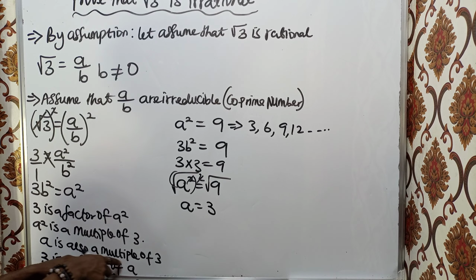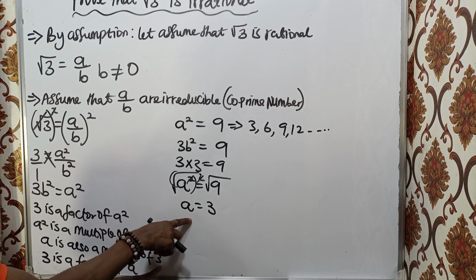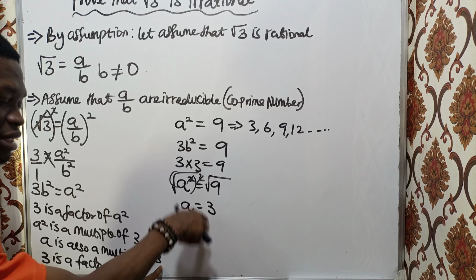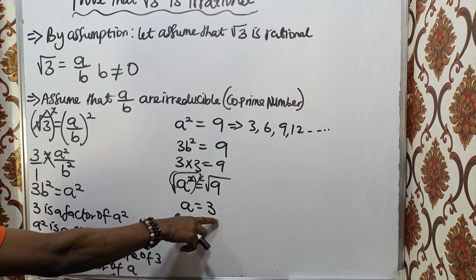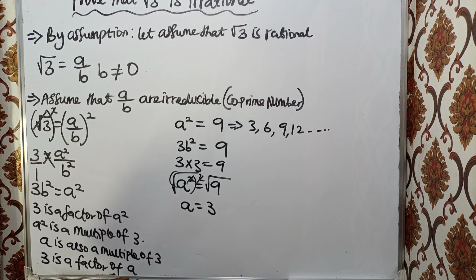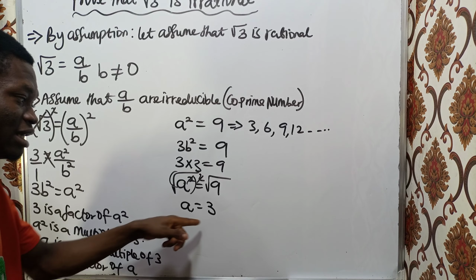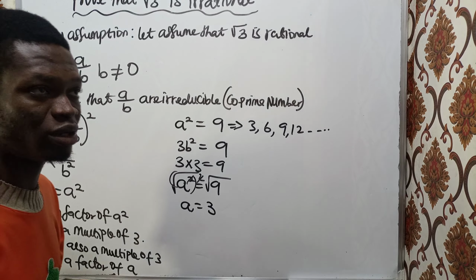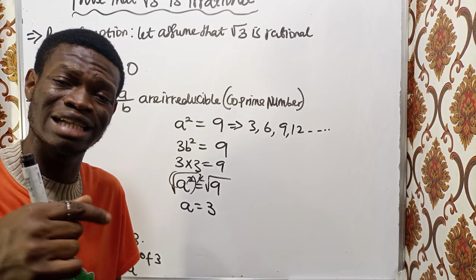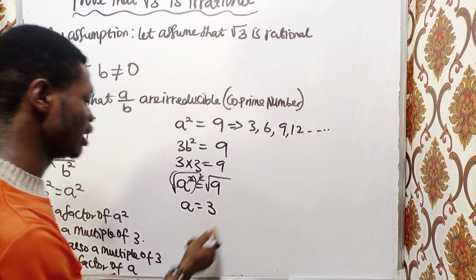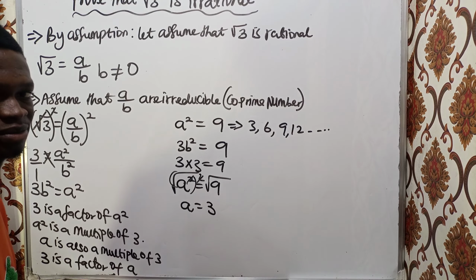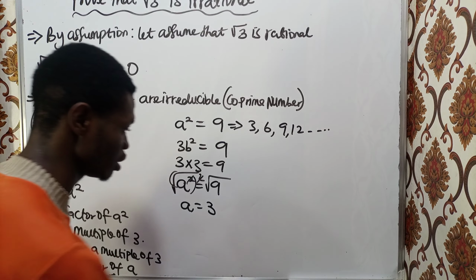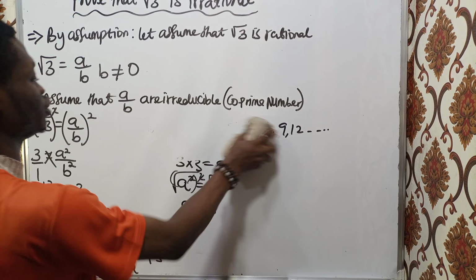It means that A is also a multiple of 3. As you can see, A is equal to 3. So 3 is a factor of A, and it's true. 3 is a factor of A, just from the number we picked. What is a factor of a number? That number that divides that number exactly without remainder. 3 can divide this exactly without remainder. So 3 is a factor of A. So that's this illustration.